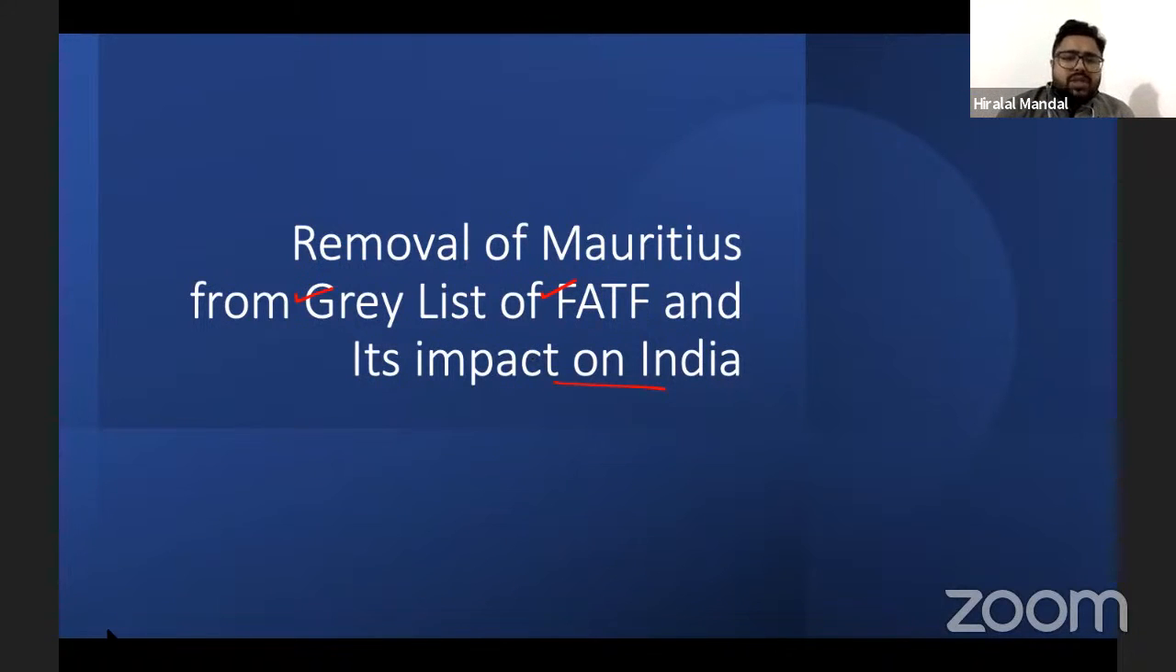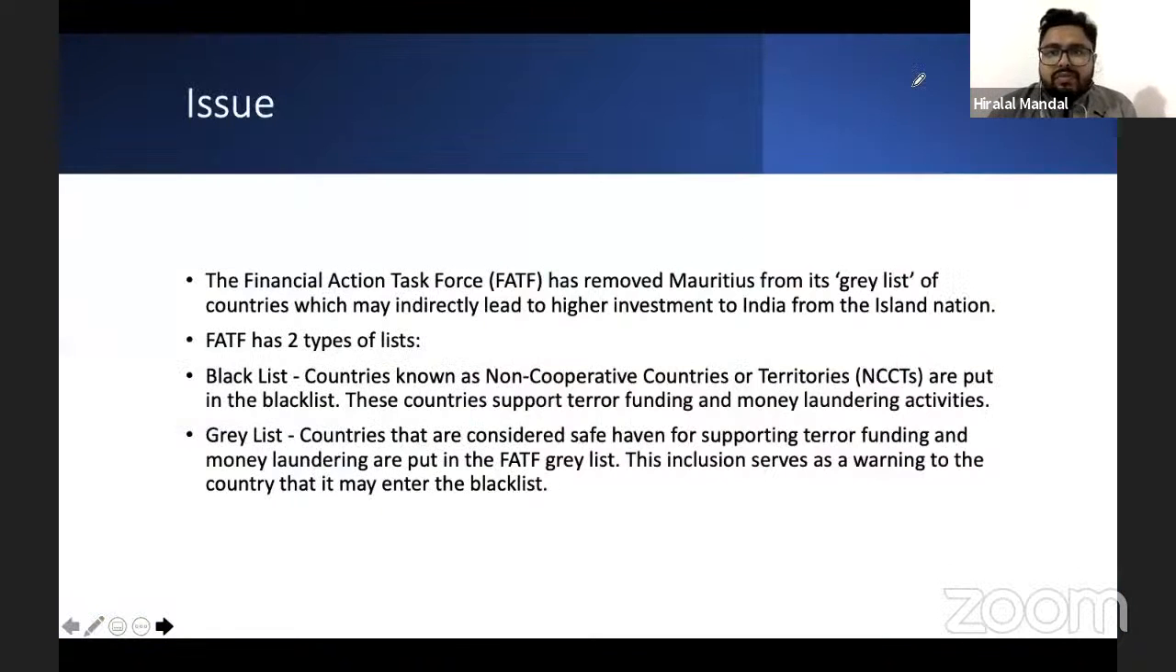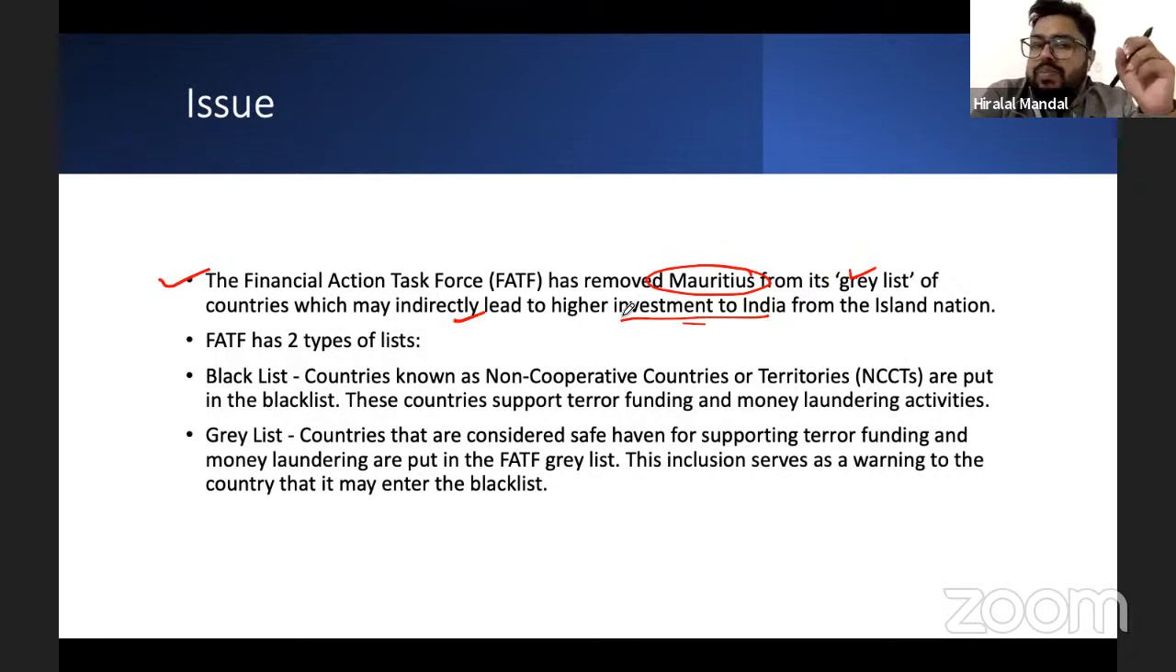Okay, now let us try to understand. First things first, FATF. So what is this? The Financial Action Task Force has removed Mauritius from its grey list countries, which may indirectly lead to higher investment to India. If I need to say it in one statement, I can say that if Mauritius has been removed from the grey list by the Financial Action Task Force, it will have an impact on India in terms of rising investment to India. What does it mean?